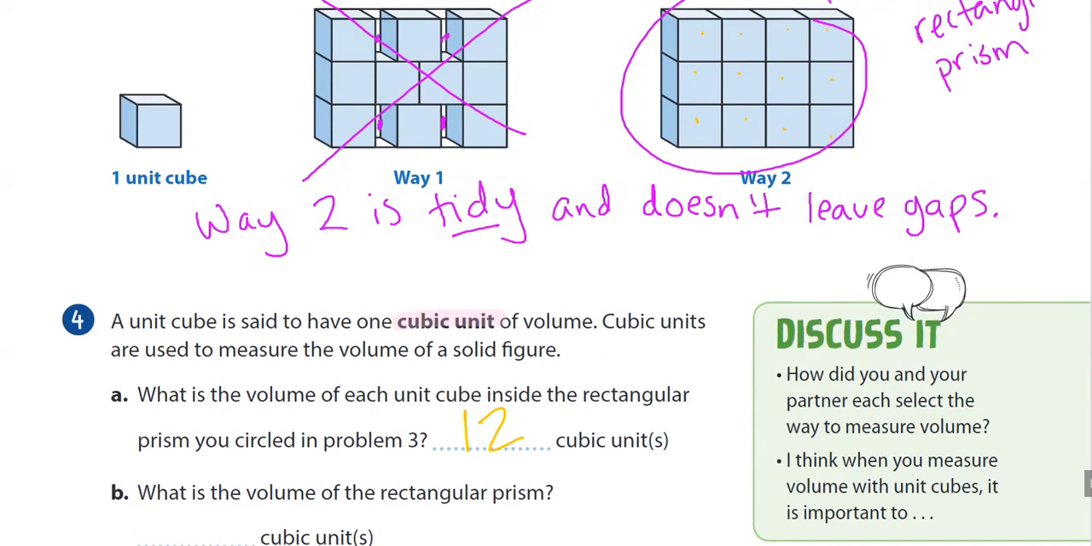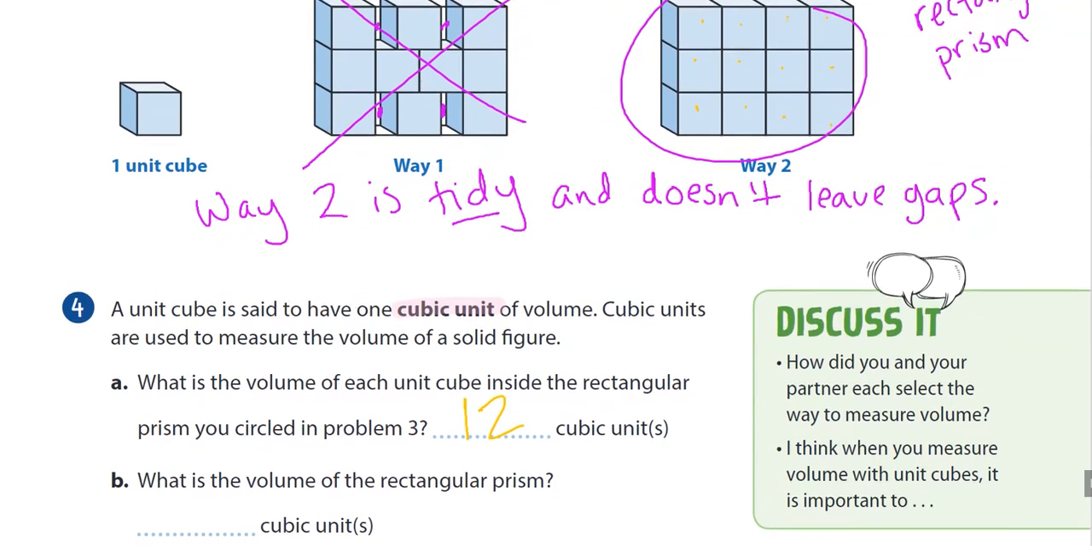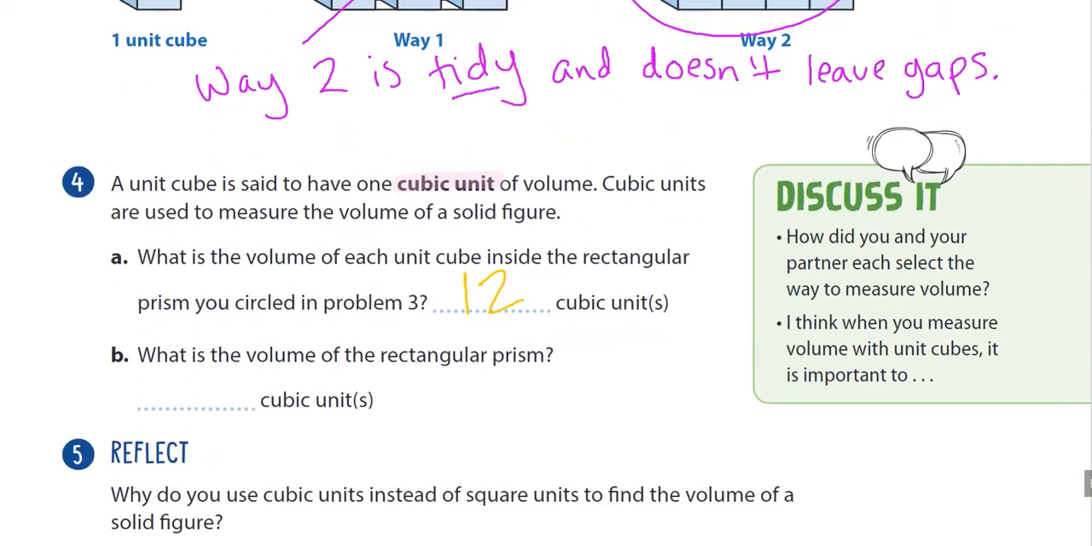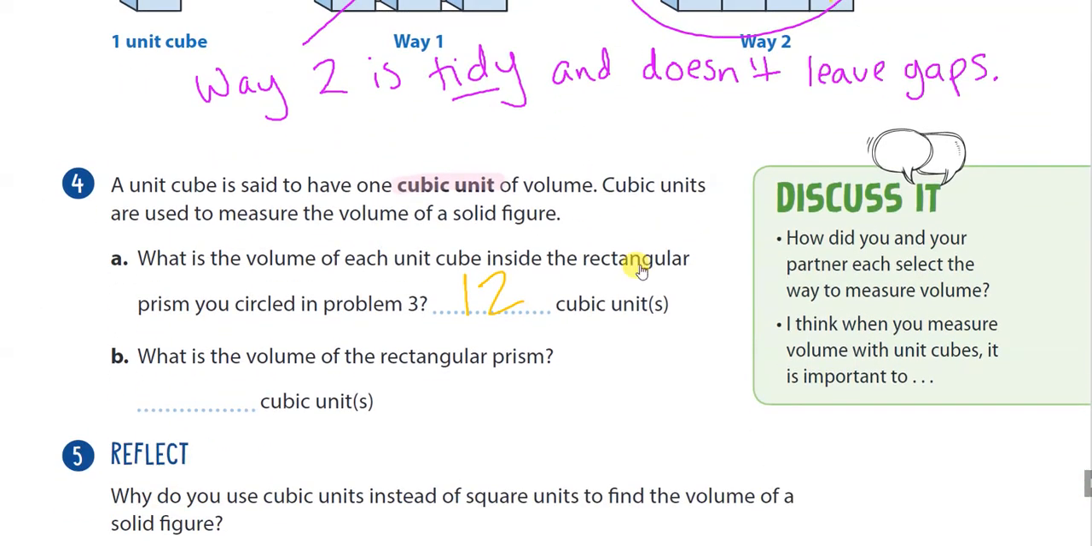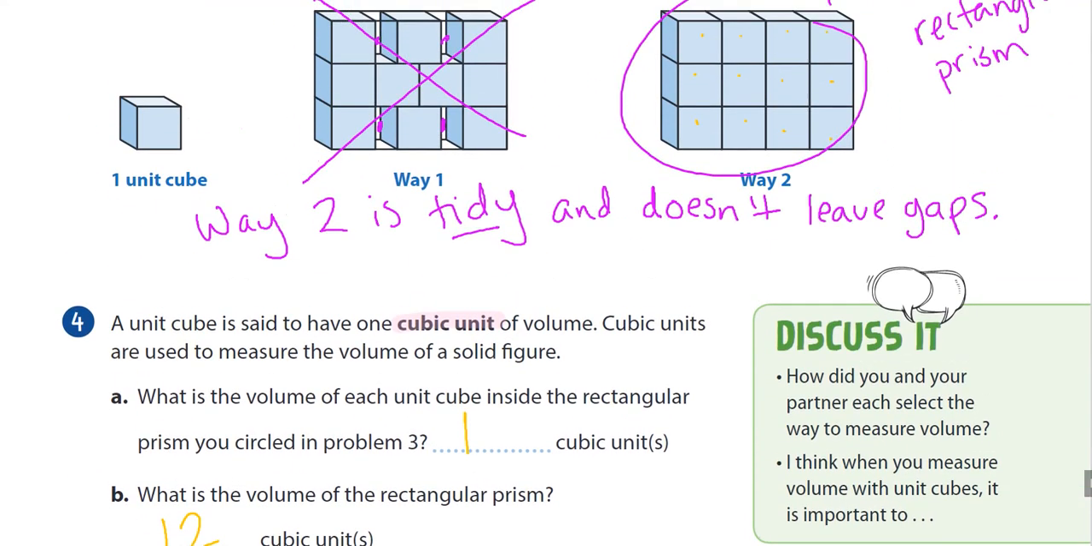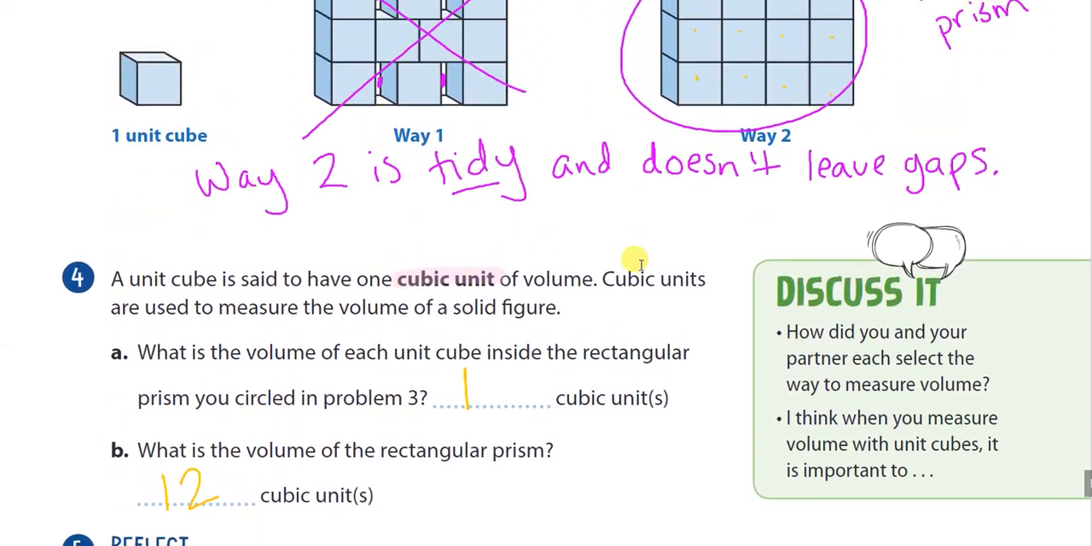What is the volume of each unit cube inside of the rectangular prism? Oh, wait. It's 1 for this one. Each one is 1, for goodness sakes. And altogether there's 12. See, I can't figure this out. Each one is 1. But then altogether there's 12.